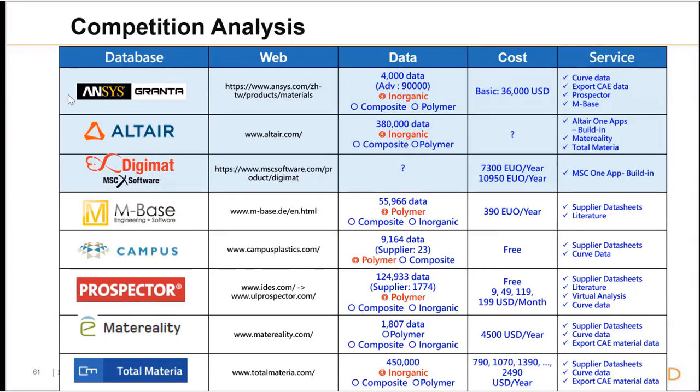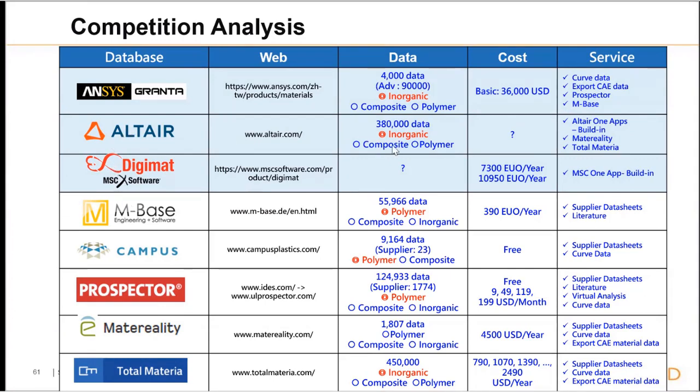Okay, so here is a short list of potential competitors in the market to our web service. ANSYS Granta is a standalone database. The basic module is around $6,000 US, and for the advanced package, it depends on your package. It is a standalone product.